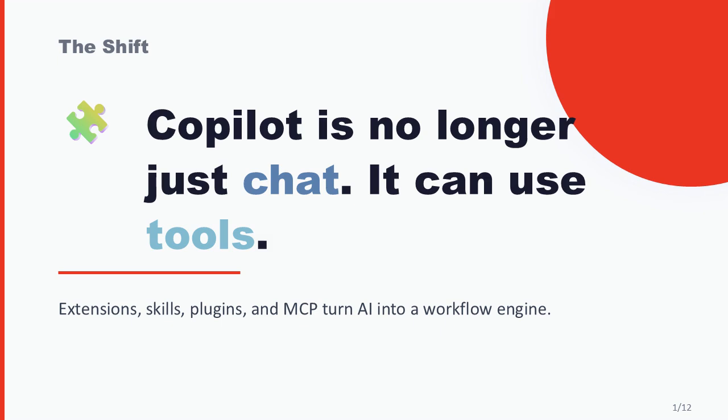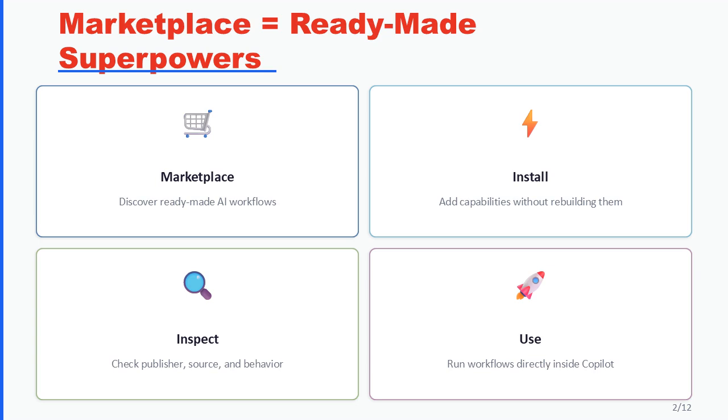By the end, you will know what each one does, when to use it, and how a beginner should start. Think of the marketplace like an app store for AI capabilities. Instead of teaching Copilot everything manually, you install a pre-built package. That package can bring skills, /commands, custom agents, hooks, and even MCP servers. For a beginner, this is important because you do not need to become an extension developer on day one. You can first install, inspect, use, and understand how good workflows are packaged.